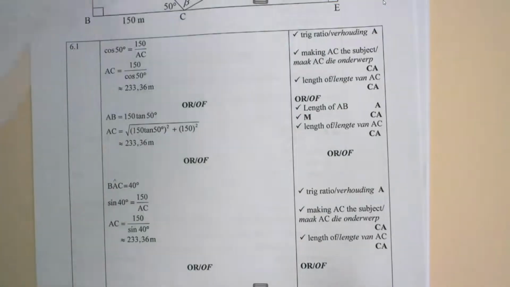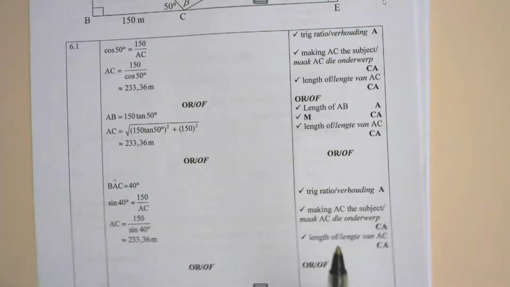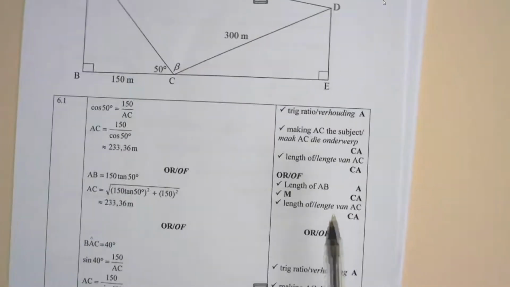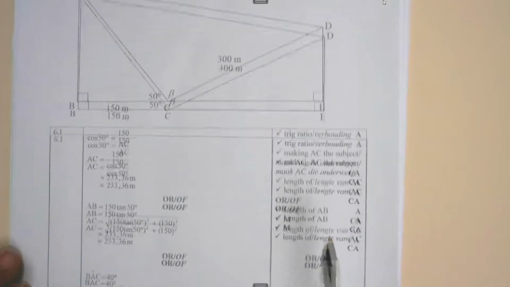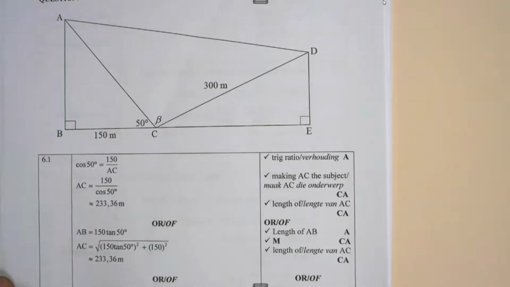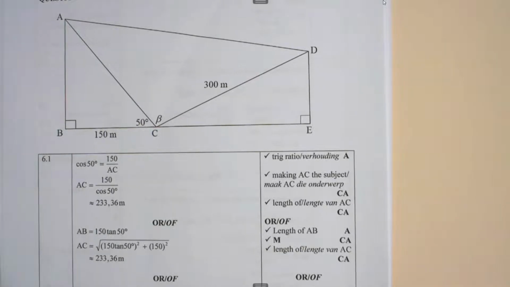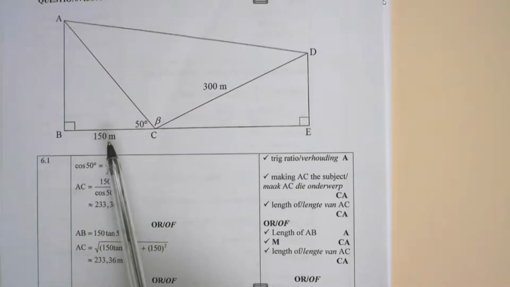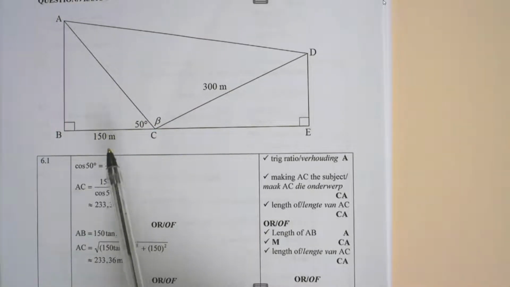We move to question 6. If we look at question 6, we are given a diagram and learners were requested to calculate the length of AC. What is given here is the side as well as the angle. And when you look at our triangle, it's a right-angled triangle, whereby they can use one of the trig ratios, either sine, cos, or tangent.